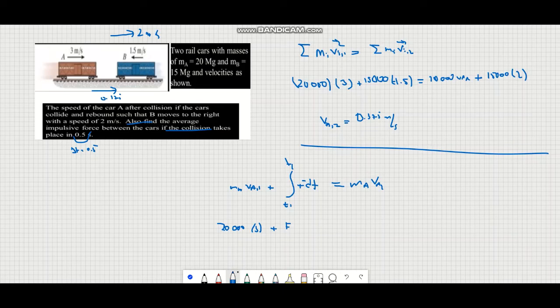The average force is what is being asked, so F average is constant. Let's write F average multiplied by delta t, which is 0.5, and it is equal to 20,000, the mass of rail car A, multiplied by the final velocity, which is 0.375. After calculating these terms, because there is just one unknown, the average force acting during the collision is about 105 kilonewtons.